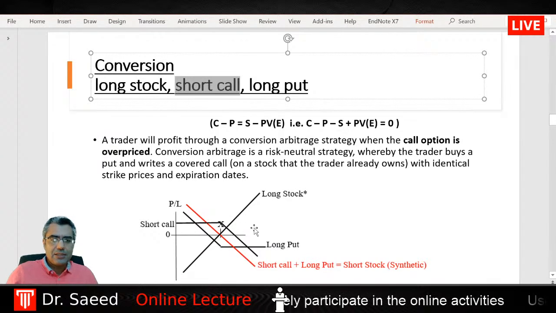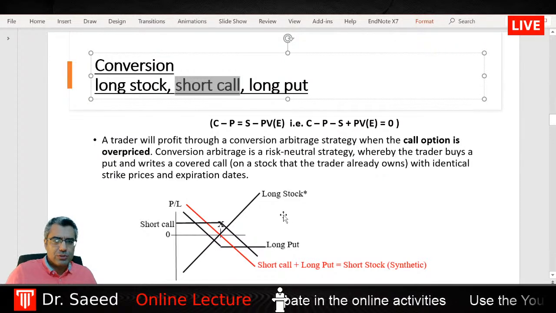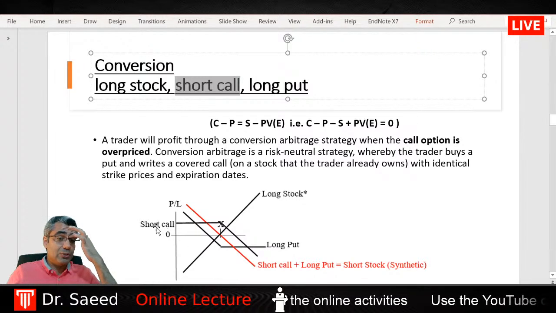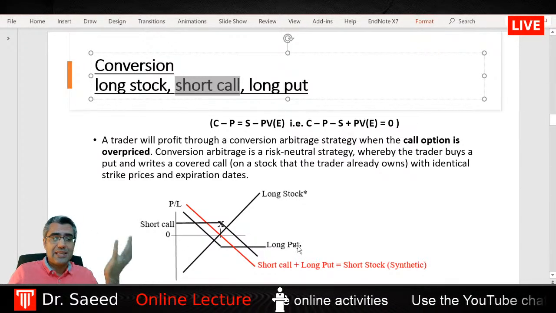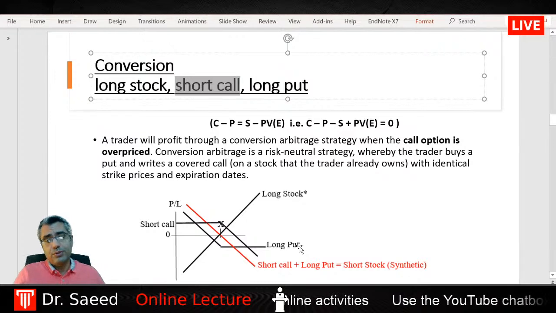And this is how we show it. You see, for example, here it's long put. Actually, I just showed you in the previous slide. So when you're long stock, then you find any mispricing, you just short call and long put on the same asset, and you have locked in your profit.